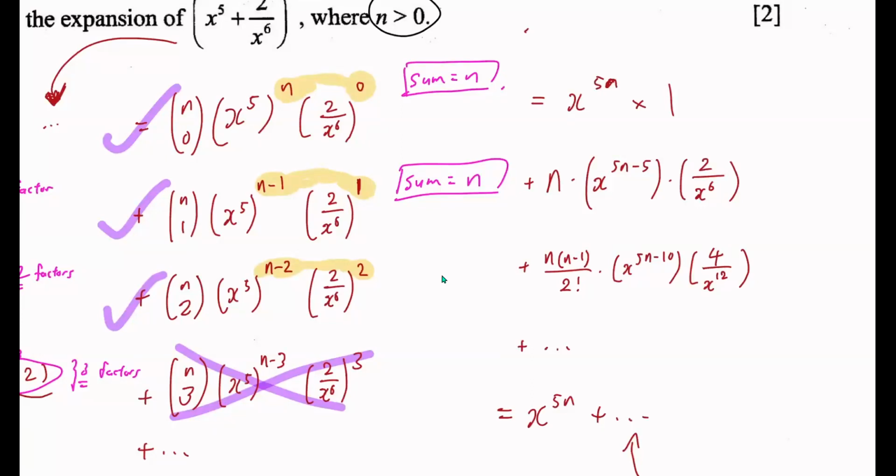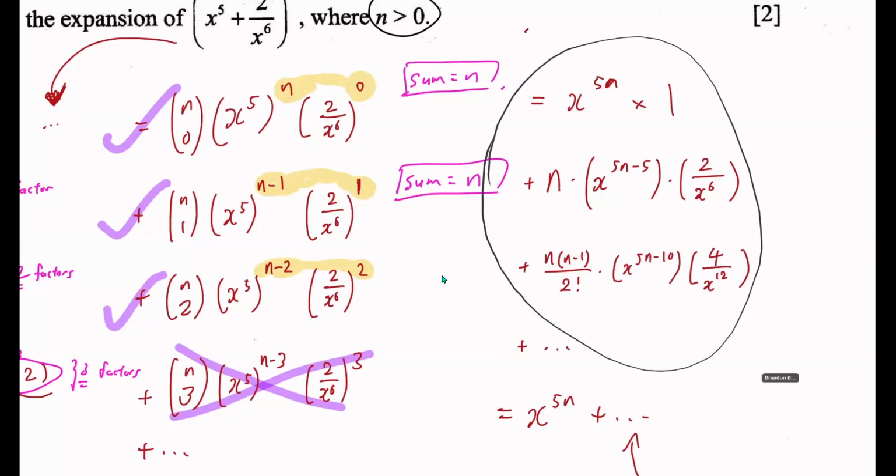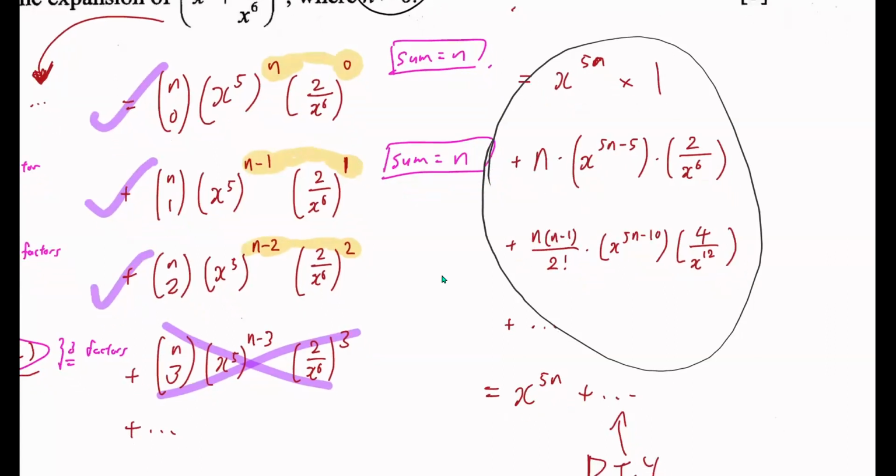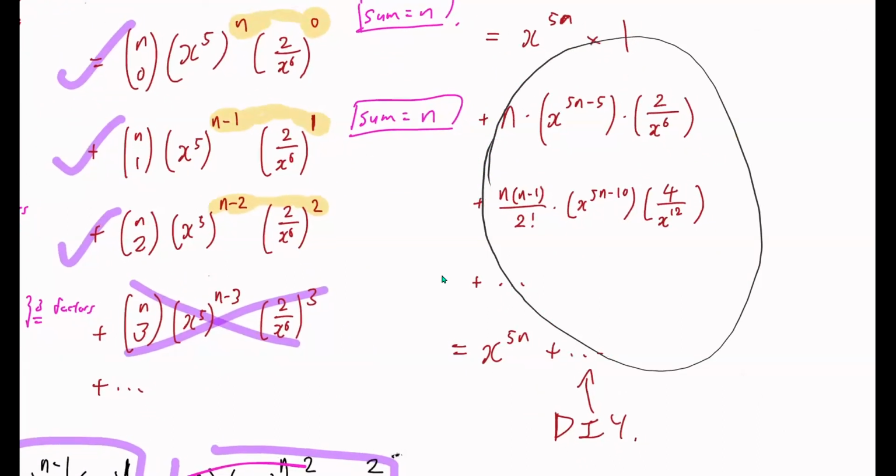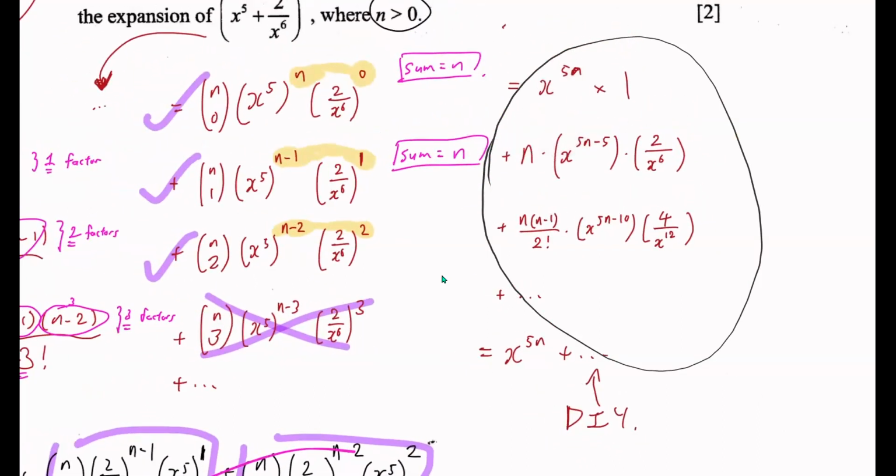Yeah, it makes sense. They just want the first 3 terms. Yeah, exactly. So that's why I crossed out the 4th one to remind you, you only need the first 3 terms. Then the rest is simplifying. I wrote there DIY, do it yourself. I think I've given you enough hints. Yeah, it's just simplifying.